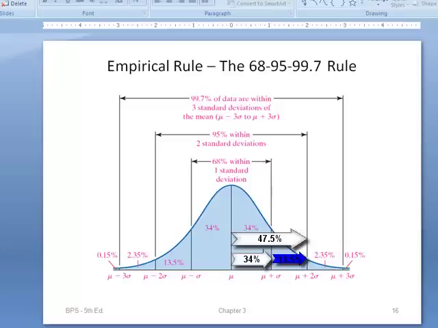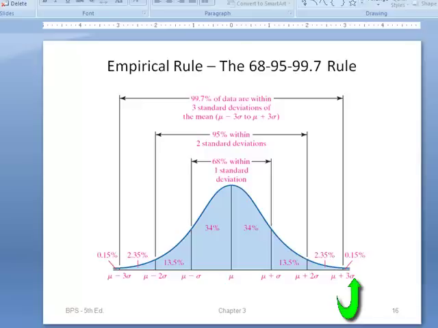So we could do that for each of those little intervals. So if I asked you, what proportion of my data, or what percent of my data would lie greater than 3 standard deviations from the mean, you would say 0.15%.